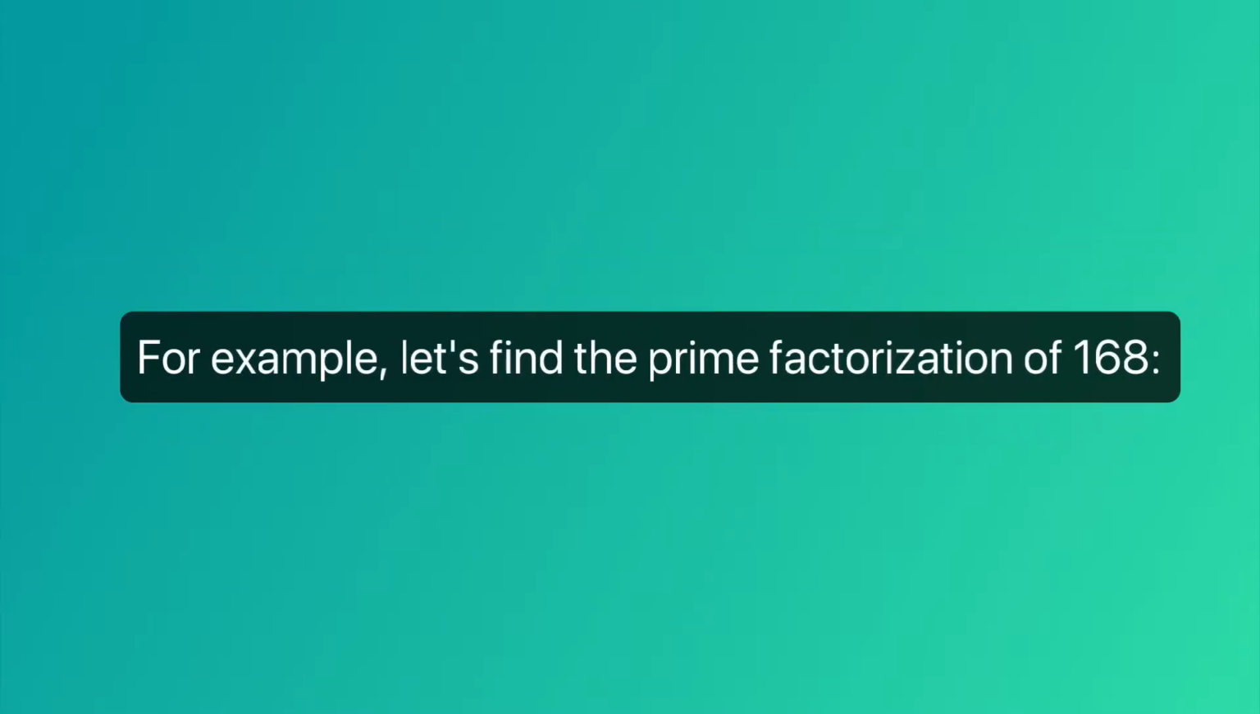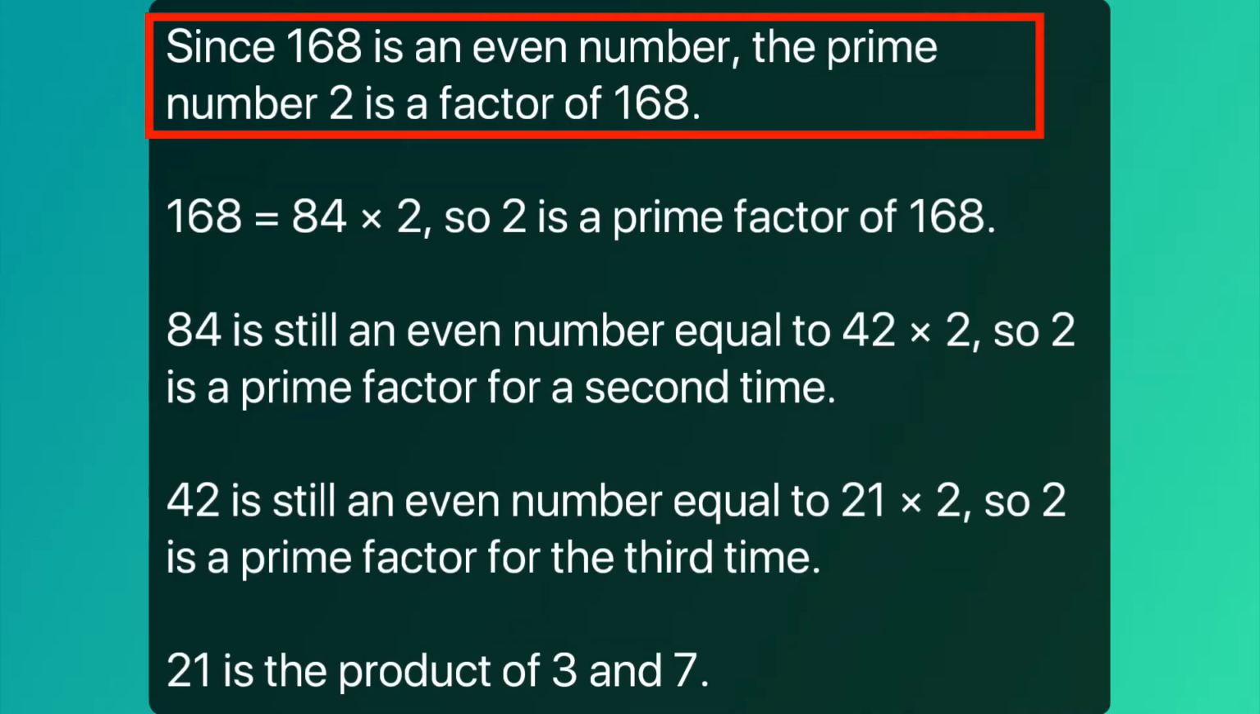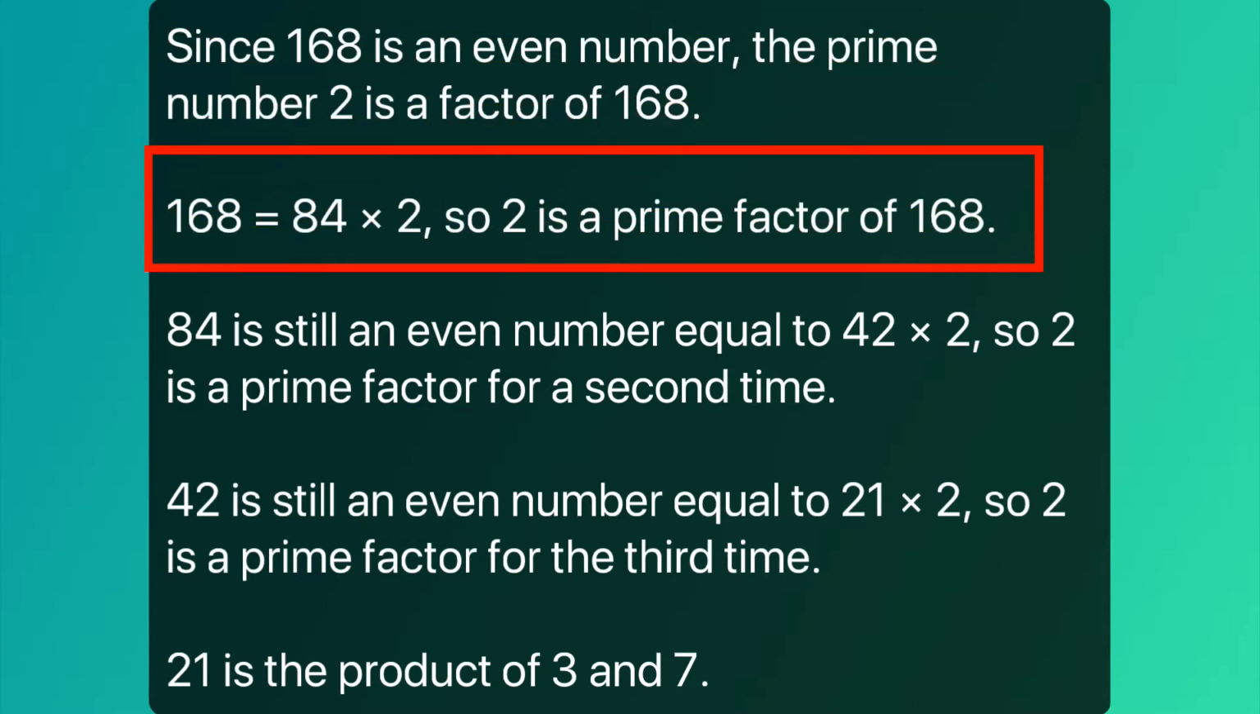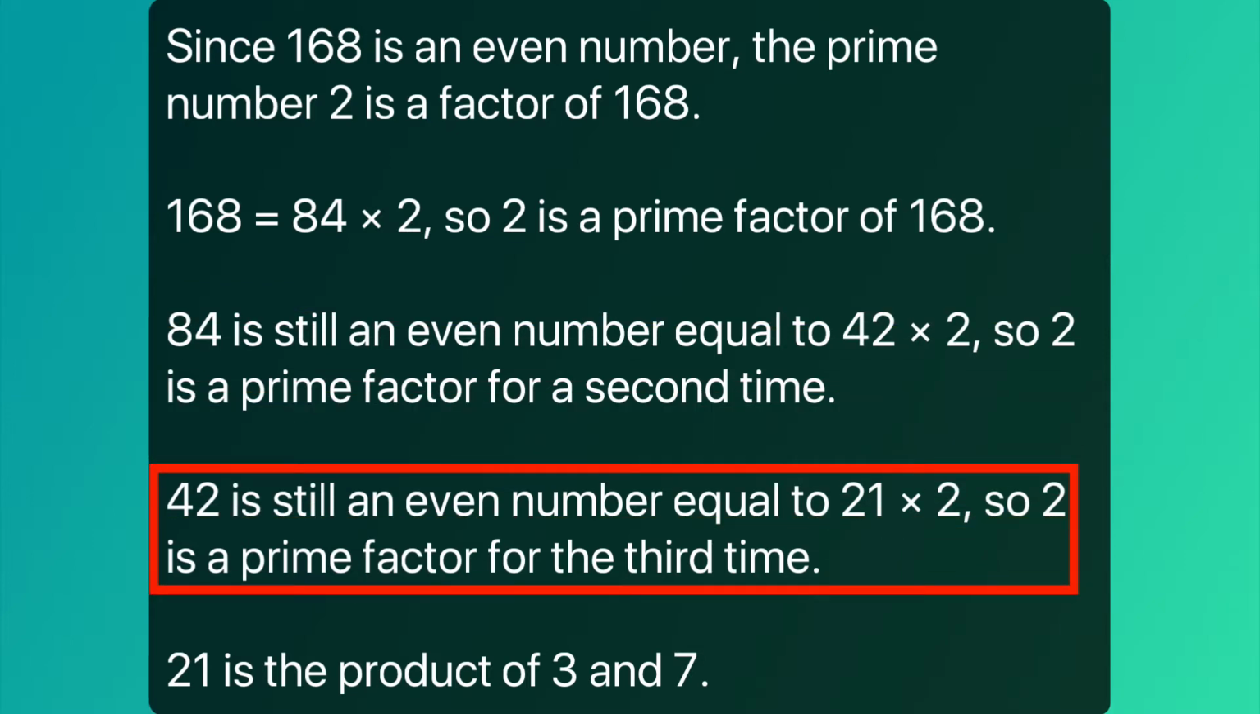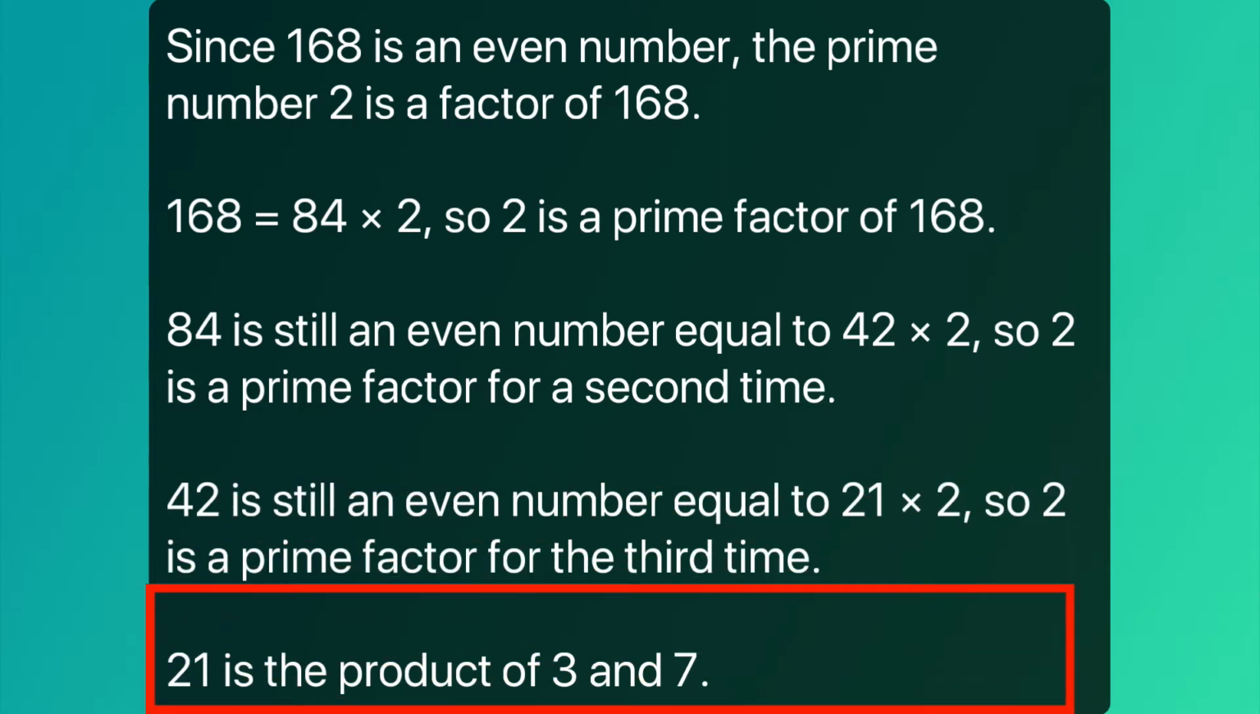For example, let's find the prime factorization of 168. Since 168 is an even number, the prime number 2 is a factor of 168. 168 equals 84 times 2. 84 is still an even number equal to 42 times 2, so 2 is a prime factor for the second time. 42 is still an even number equal to 21 times 2, so 2 is a prime factor for the third time. 21 is the product of 3 and 7. Since these are both prime numbers, the process of finding the prime factors is complete.